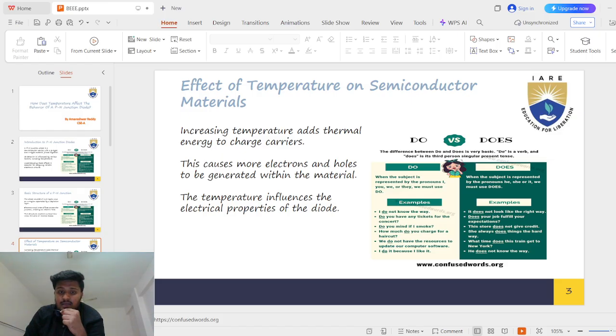In simple terms, a diode's electrical behavior changes with temperature. It can conduct more current when it gets warmer and its resistance decreases. However, if the temperature becomes too high, it might damage the diode or make it behave improperly.